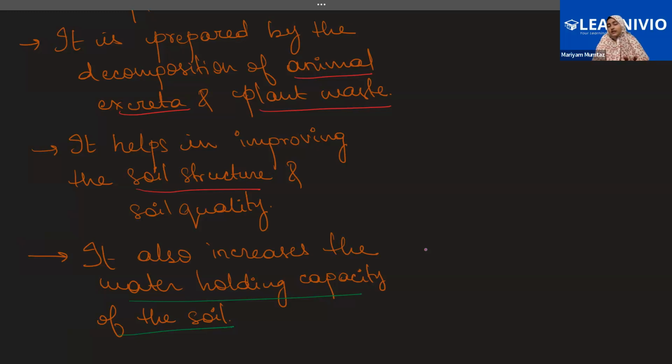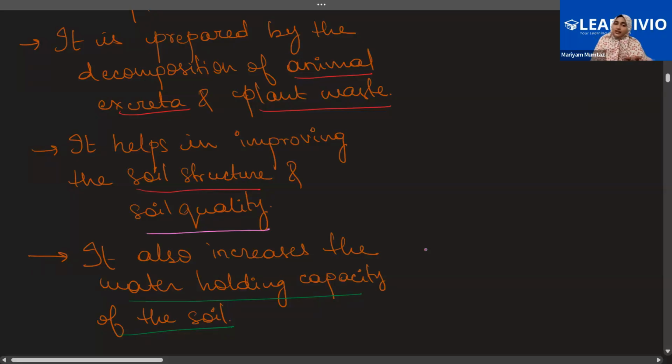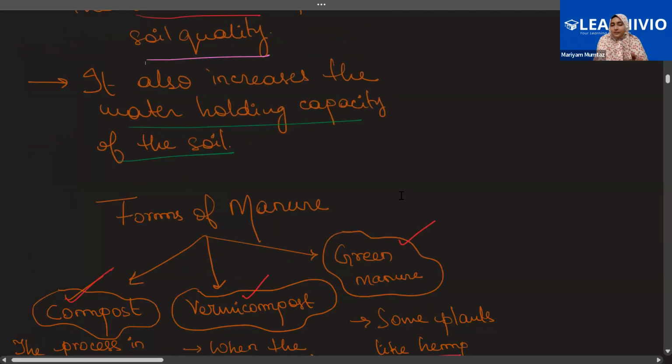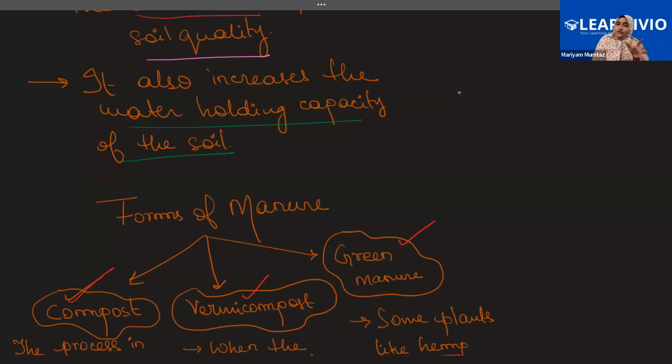What is the function or the need of manure? It helps in improving the soil structure, because if you add a good amount of nutrients to the soil, then obviously the soil will change. So the soil structure and the soil quality are the two things that are improved by the manure. Clear? Apart from that, the manure also increases the water holding capacity of the soil, meaning it makes the soil absorb more water and then transport it to the plant with the help of the xylem.